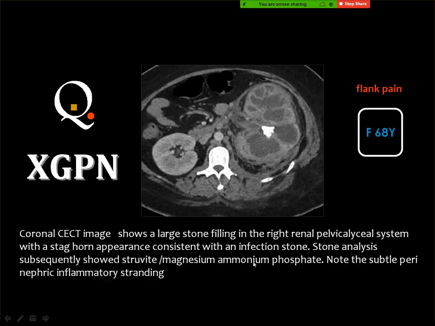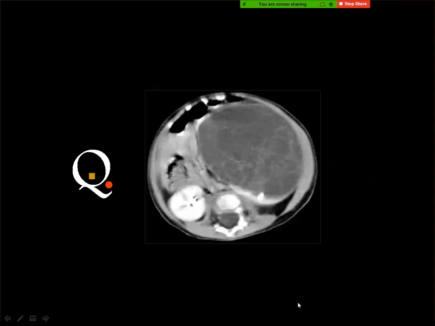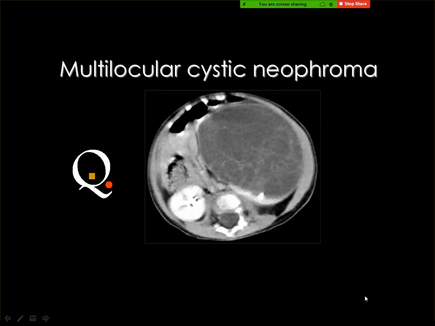Xanthogranulomatous. This is a classic appearance of xanthogranulomatous pyelonephritis with the stone and the obstructed calyces. There is remaining renal parenchymal tissue and stranding of the perinephric fat. Renal cell carcinoma. Very good. Cystic type. Cystic renal carcinoma. There is a big cyst with a solid mural component on the lateral wall, diagnostic of cystic renal cell carcinoma.